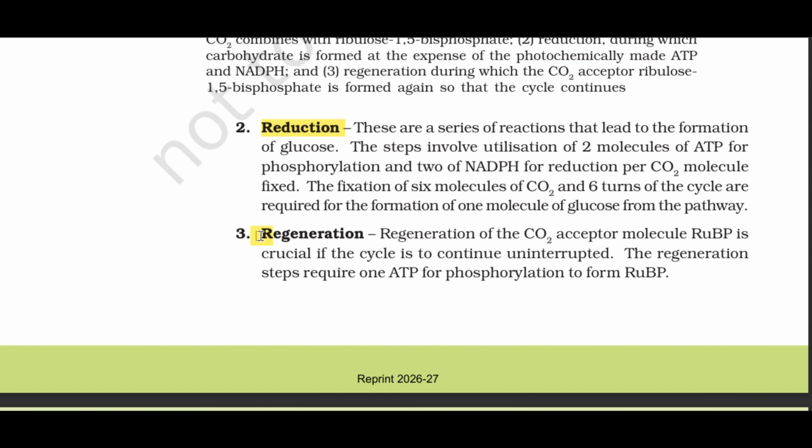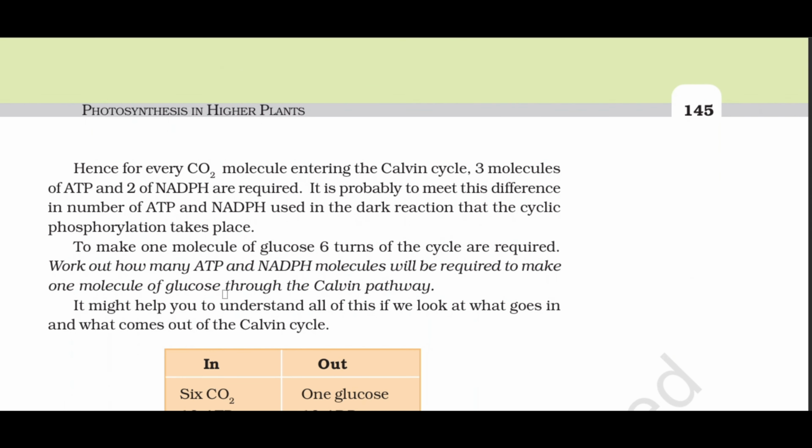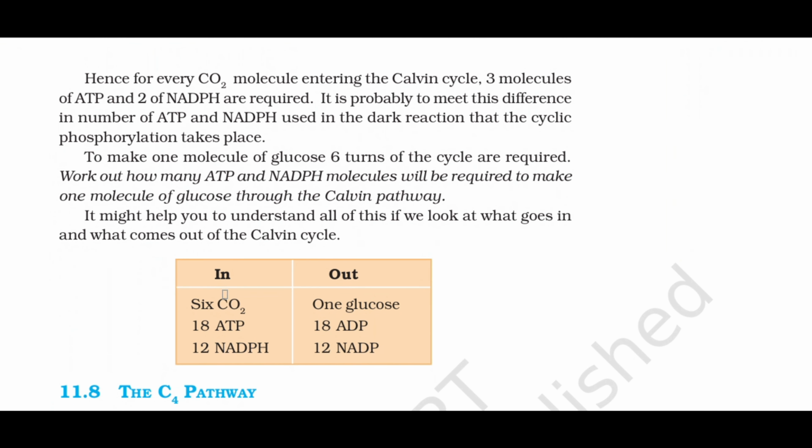3. Regeneration. Regeneration of the CO2 acceptor molecule RuBP is crucial if the cycle is to continue uninterrupted. The regeneration step requires 1 ATP for phosphorylation to form RuBP. Hence for every CO2 molecule entering the Calvin cycle, 3 molecules of ATP and 2 of NADPH are required.